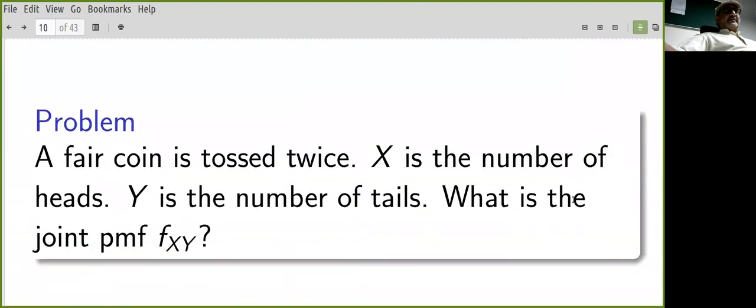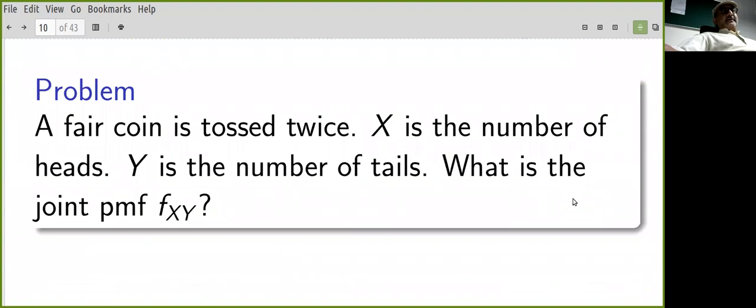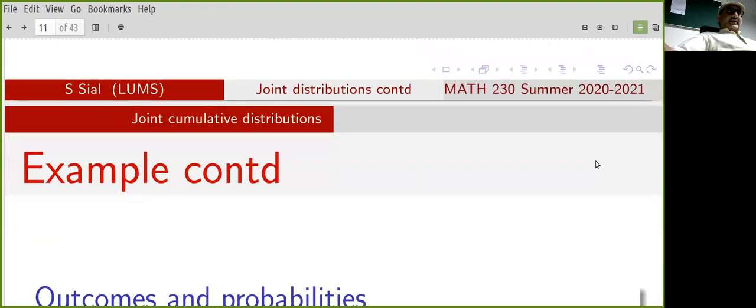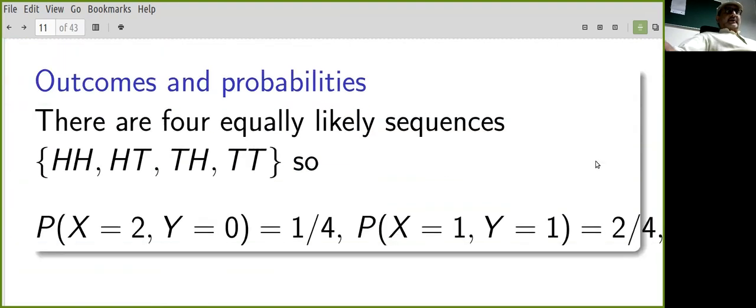So let's do an example. A fair coin is tossed twice. X is the number of heads, Y is the number of tails. So if we're going to find a joint cumulative distribution, one way to do it would be to find the joint PMF first. So what is the joint PMF as an exercise? We could do this, and there are 4 equally likely outcomes.